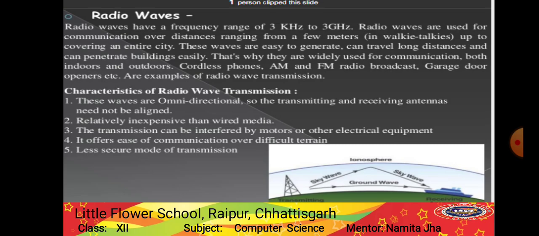Second, it is relatively inexpensive compared to wired media. Third, the transmission can be interfered with by motors or other electrical equipment. It offers ease of communication over difficult terrain. It is a less secure mode of transmission.